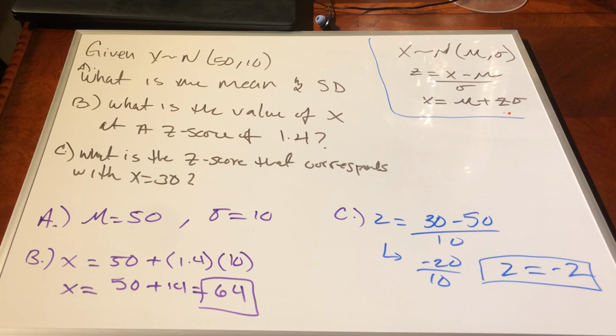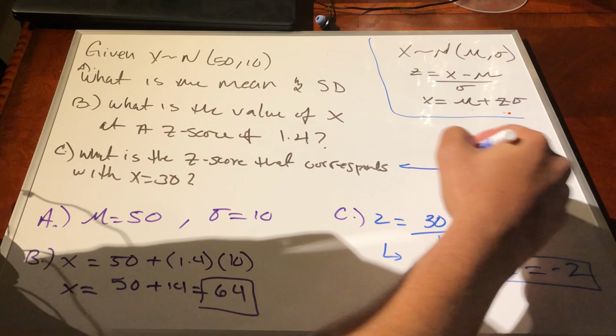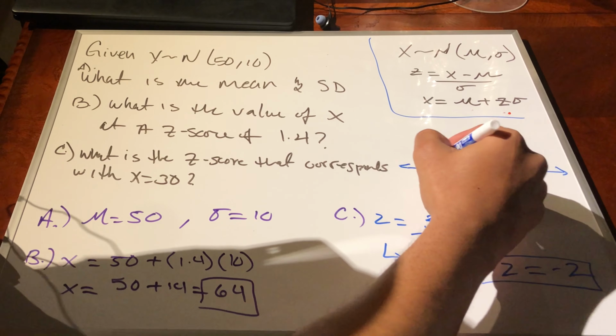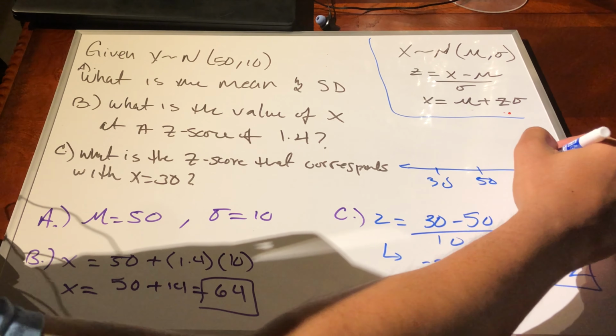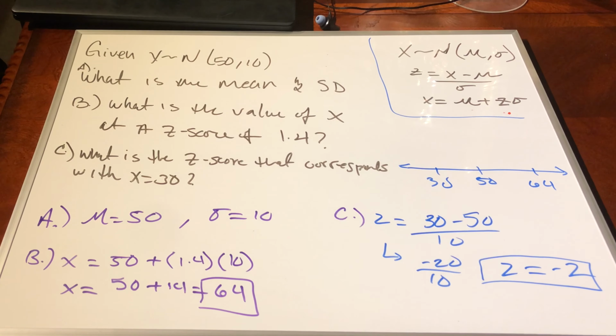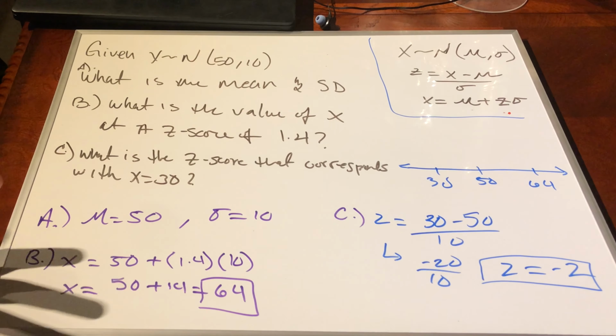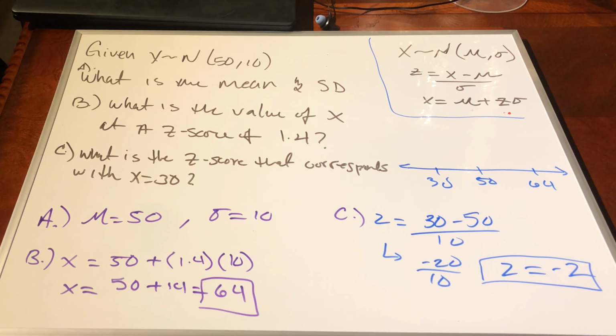The only thing you would tell them is that if you were to draw a number line, let me draw this number line right here, and then you have 50 in the middle, and then you have 30 here, and then you had 64. Those are your different x values. Based off this information that you got from here, what is the difference between your negative values and your positive values?